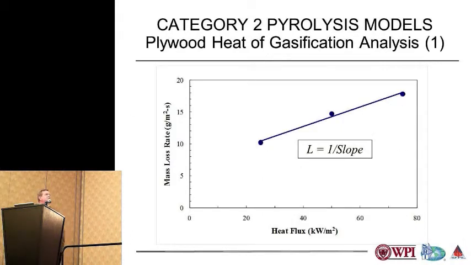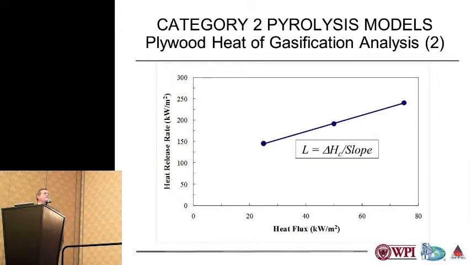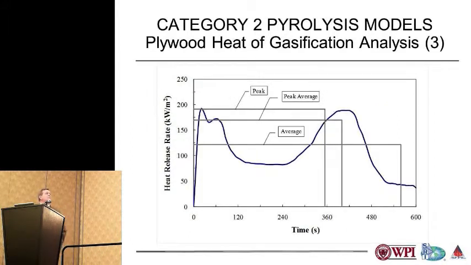This shows some examples for plywood. You can also use heat release rate. In this case, the heat of gasification would be determined from the slope, heat of combustion divided by the slope. One problem with this approach is that it assumes steady burning, while some materials like plywood do not burn in a steady fashion. And you're essentially assuming that the material burns like you see here.